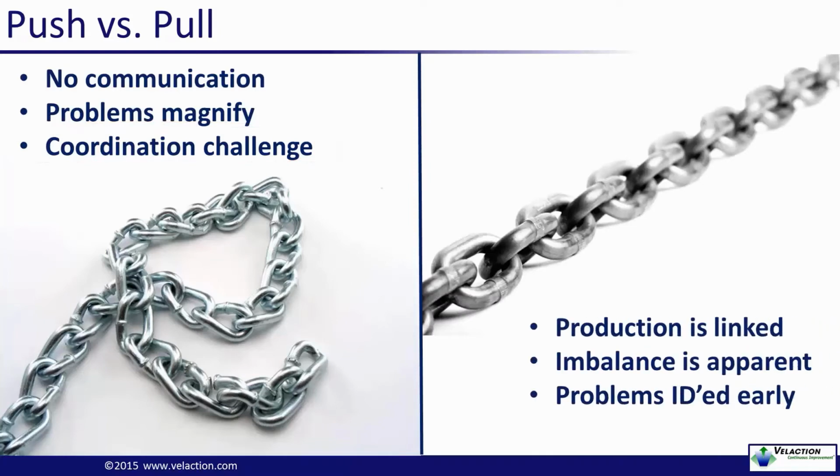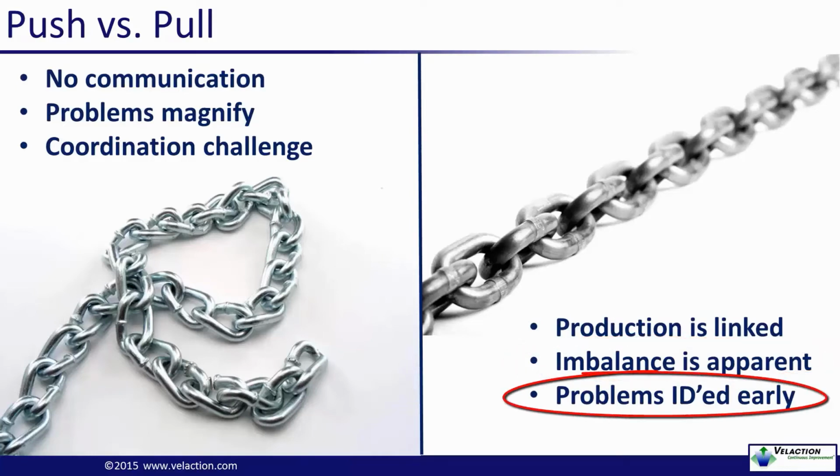So now, let's look at pull. If somebody is holding the other end of the chain and gives it a tug, no matter where you are or how far upstream you are, you will feel it. This immediate feedback also helps with balancing the line. If somebody cannot keep up with the pace, that imbalance in workload becomes very apparent.